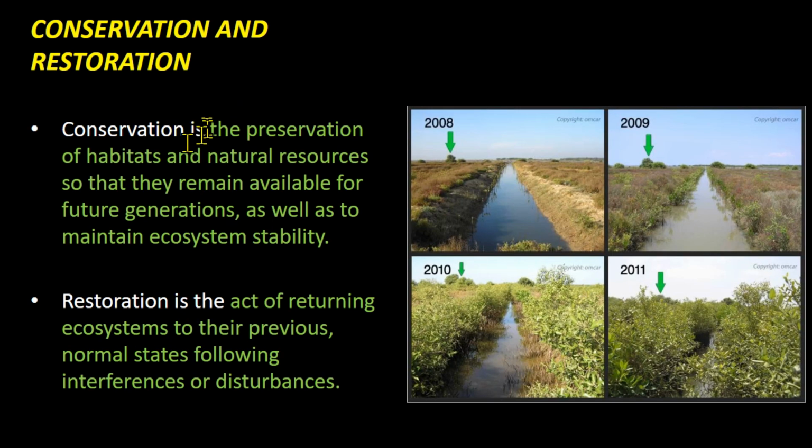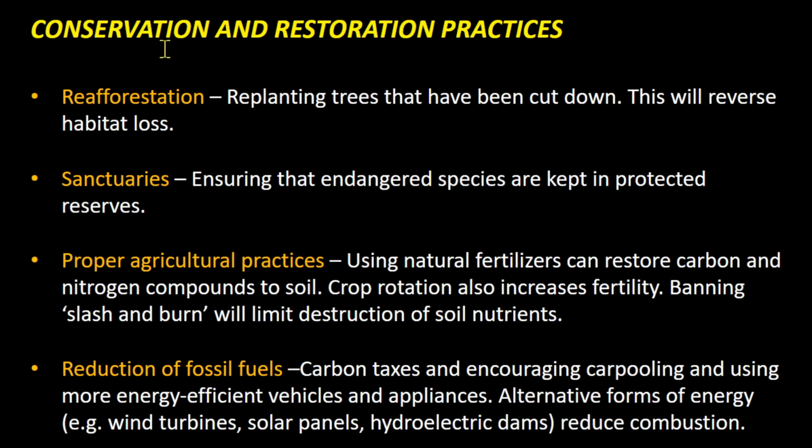Conservation is the preservation of habitats and natural resources so that they remain available for future generations, as well as to maintain ecosystem stability. Restoration is the act of returning ecosystems to their previous normal states following interferences or disturbances. This could be due to human impact, or it could be a natural disaster like an earthquake or hurricane. As I said, basically it means returning the environment to its natural state after some kind of event happened to it. So what are some practices involving conservation and restoration?